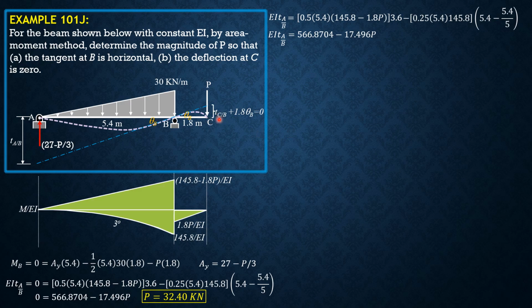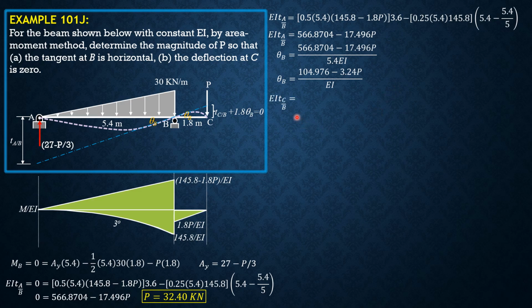So let's compute EI deviation of C relative to B also. So theta B is deviation of A relative to B over 5.4, and it is positive. So theta B is 104.976 minus 3.24 P over EI.